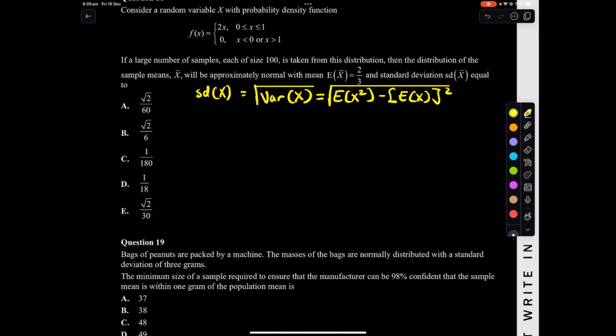So, let's do that. To find the expected value of x squared, it's going to be the integral of 2x times x squared dx, going from 0 to 1. That is going to give us our expected value of x squared. And our expected value of x is just going to be the integral from 0 to 1 of 2x times x dx. Let's do that all in our calculator.